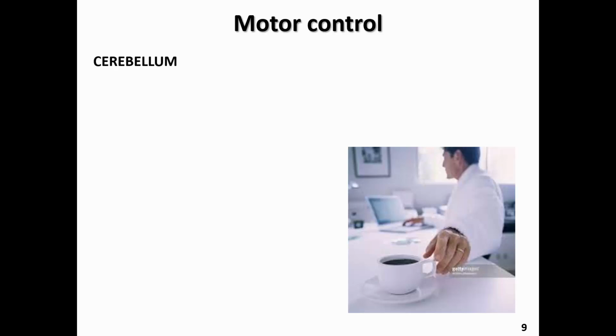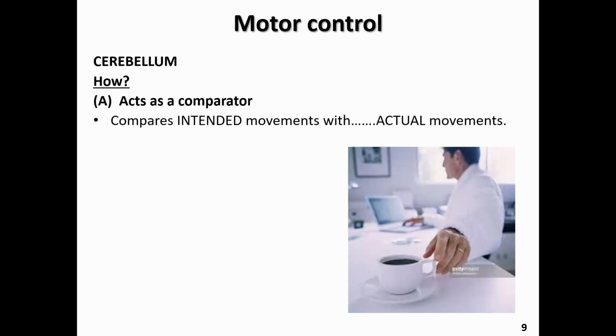The question of how the cerebellum carries out a task, such as pictured here on the bottom right-hand corner as this person is reaching out for a cup of coffee, is that the cerebellum acts as a comparator. It compares the intended movement with the actual movement. To do this, it does require sensory feedback from the moving limb.